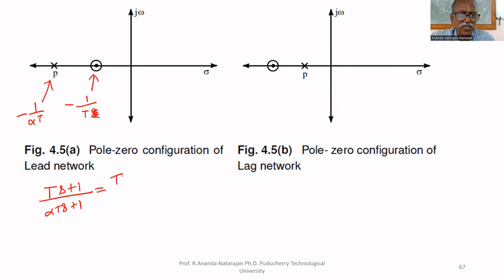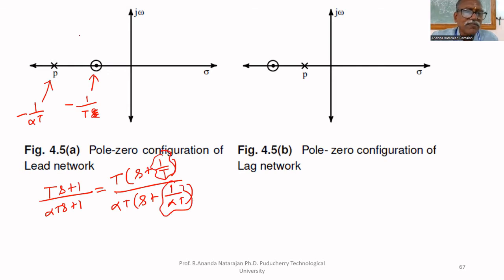If you take tau outside, what you will get? s plus 1 by tau. Here, if you take alpha tau outside, what you will get? 1 by alpha tau. So the pole is at minus 1 by tau and minus 1 by alpha tau. If the zero is at minus 1 by tau, then it is called lead compensation. What is the condition for alpha?